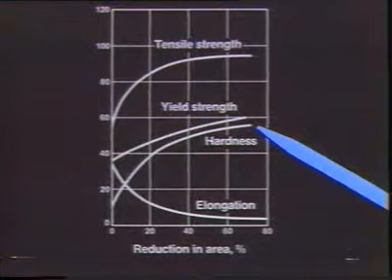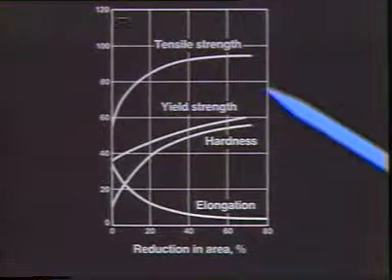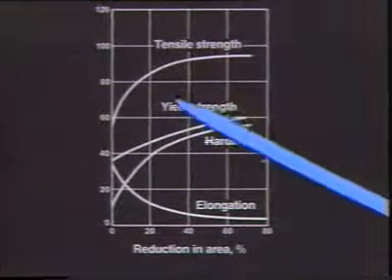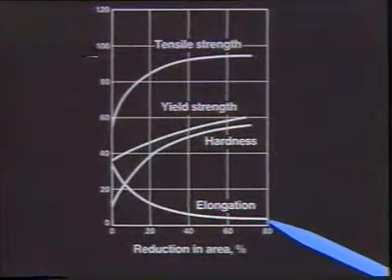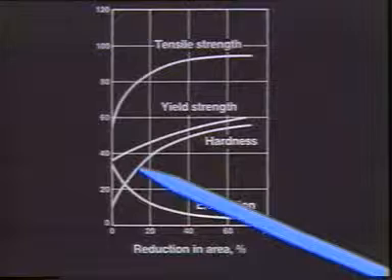And so we find that we got a series of curves that just say, in effect, as the strength goes up, the elongation goes down. Or as the strength goes up, the material becomes more and more brittle.